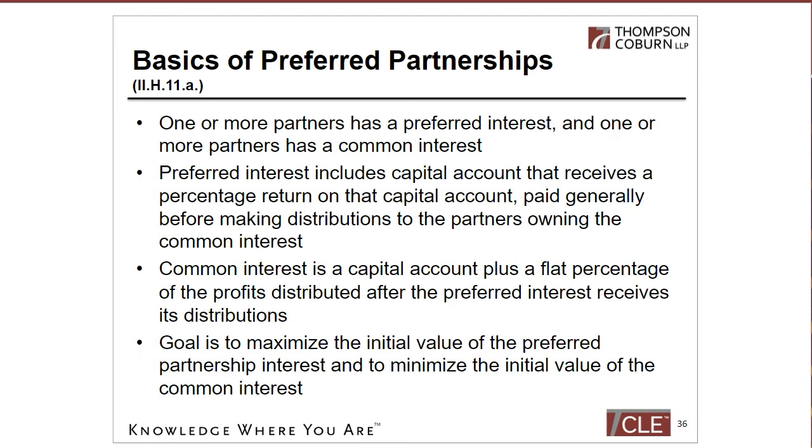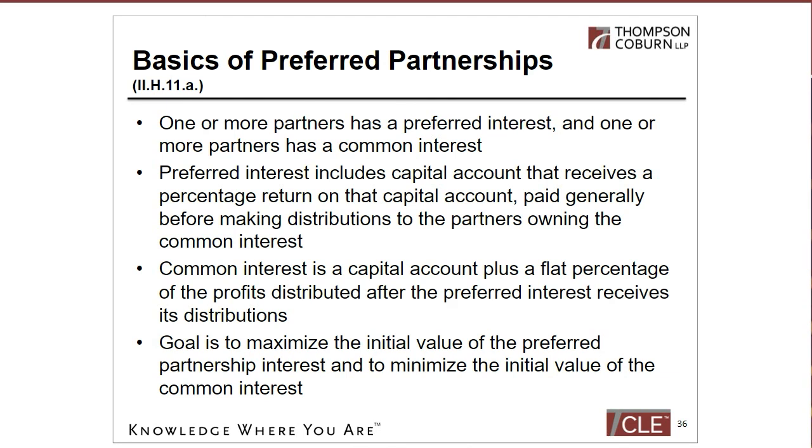And generally, the payments of that percentage return will be made before making distributions to other partners. So let's suppose you had a $1 million preferred interest, and there's an 8%, what we might call a coupon, an 8% preferred rate. So 8% of $1 million is $80,000. So the first $80,000 of taxable income is going to be distributed out to that preferred partner before any other partners get any other distributions.